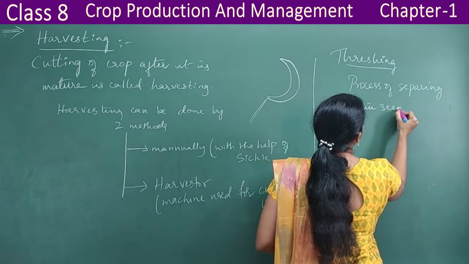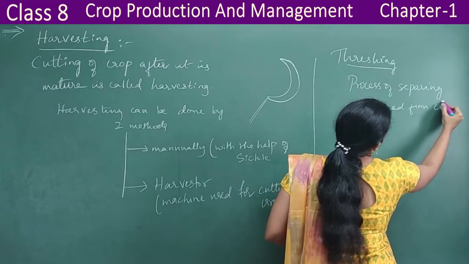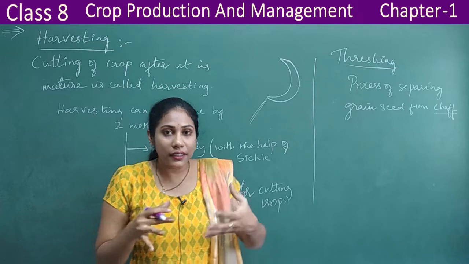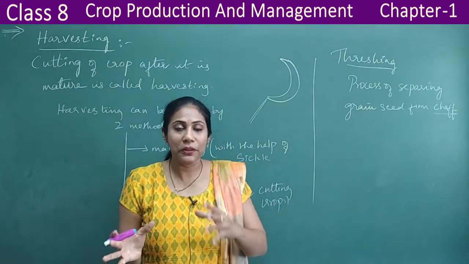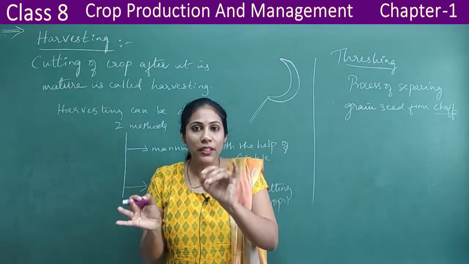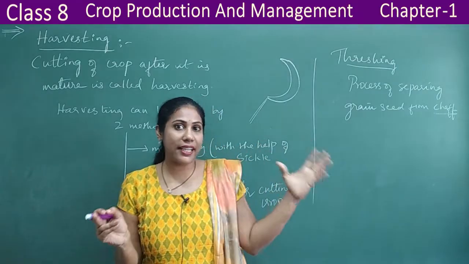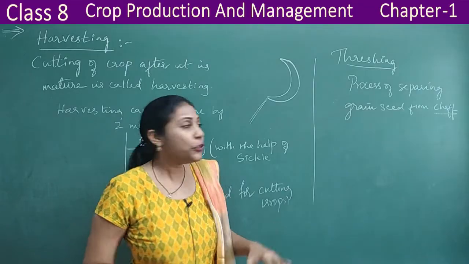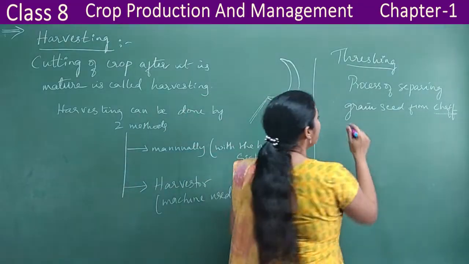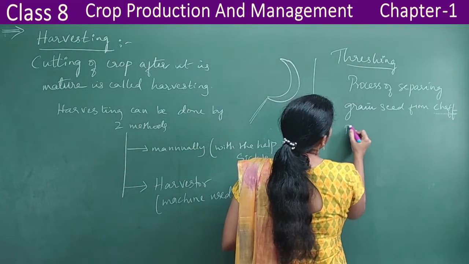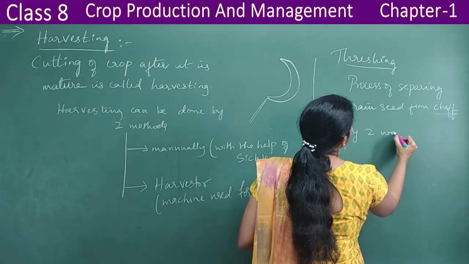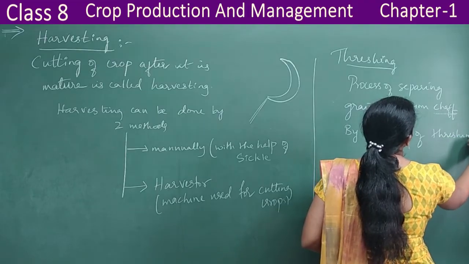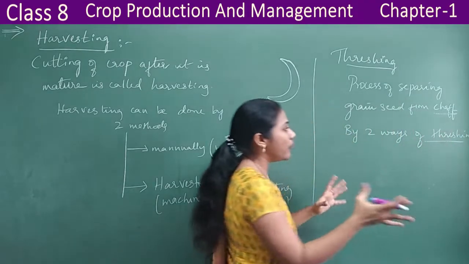grain seeds from chaff. Okay, so what do you mean by chaff? Chaff is the remaining part of a plant body. Say, from that plant body you have to separate the food grains. That process we will call threshing. Threshing can be done in two ways. Okay, so this is what you have to understand carefully. There are two ways of threshing.